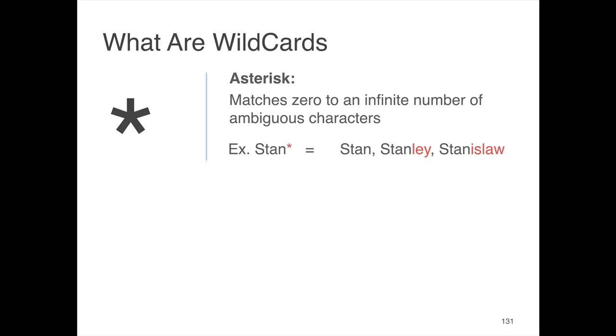The first is the asterisk, or the star character. And wherever I insert that star into my search string, the system will replace that with 0 to an infinite number of ambiguous characters. For instance, if I insert Stan with a star at the end, it'll bring back records where it replaced that star with 0 ambiguous characters. Or it'll bring back Stanislaw, where it replaced that star with 5 ambiguous characters. You can use multiple wildcards in a search string.